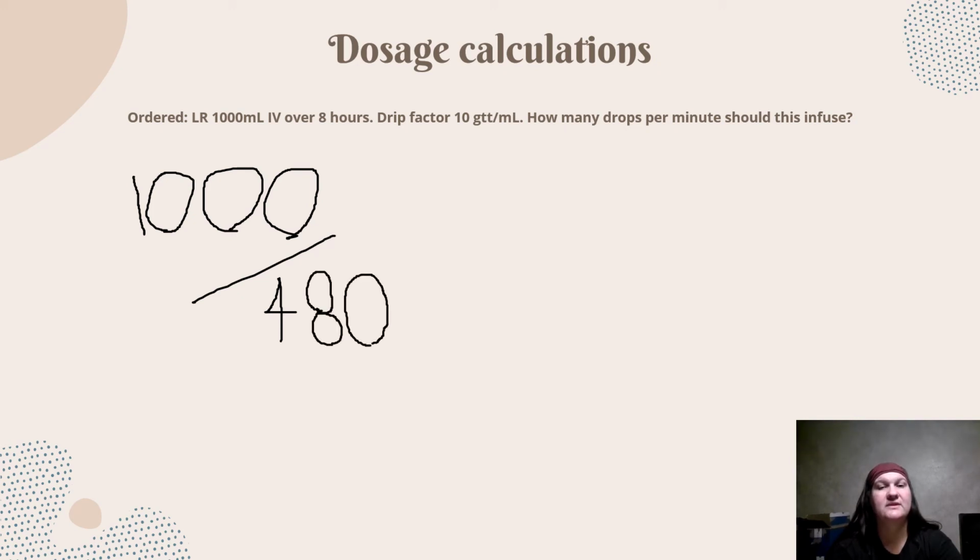Again, guys, I am so sorry for my handwriting. I'll see if I can splurge for one of those stylus pads. Drip factor is 10 drops per ml. So we already know that it's 1 ml, right? So that's why I don't even include this in the equation. I just do times 10 GTT, because GTT also stands for drops.